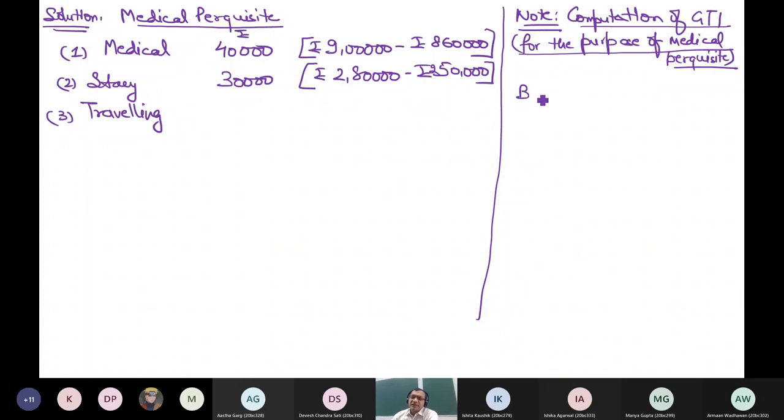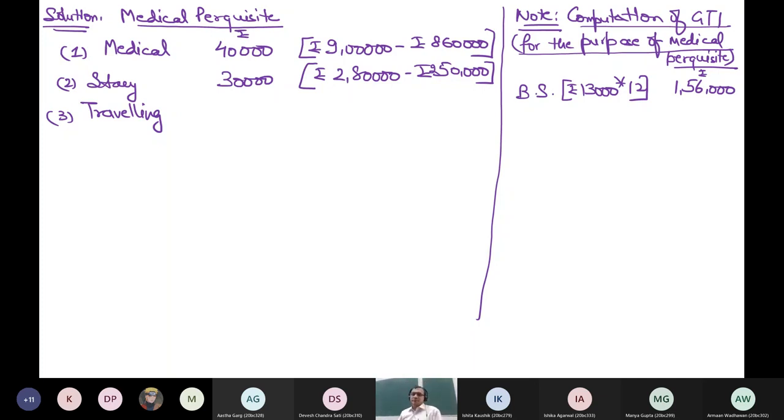How much is basic salary? How much basic will I write? 13,000 into 12. We are computing gross total income because this will tell me whether 3 lakh 80 is taxable or exempt. It comes out to be 1 lakh 56. Then what? Can you tell me what I will add now?